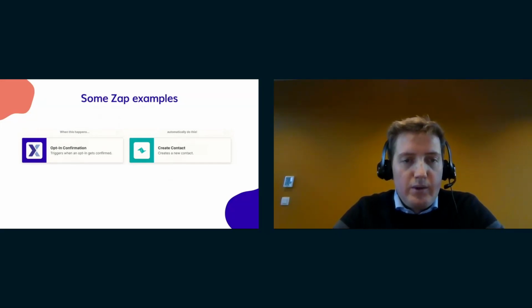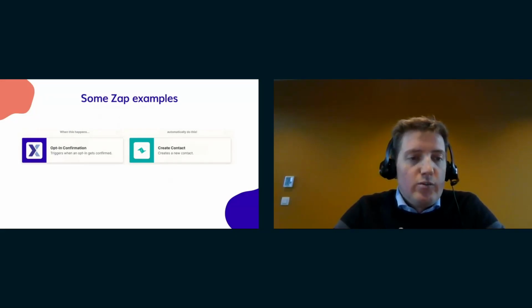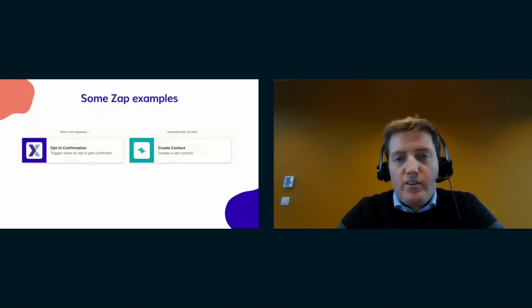You can create a Zap like this one in the example, in which you say that a new contact will be created in Team Leader when a contact confirms an opt-in. This avoids the manual work of importing and exporting, and you have more time for other things.